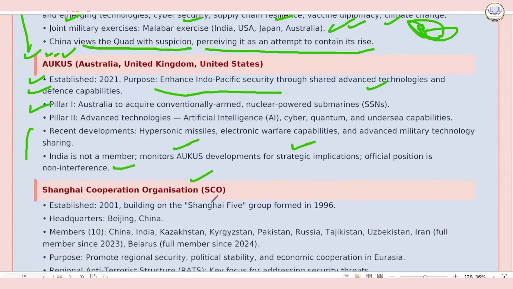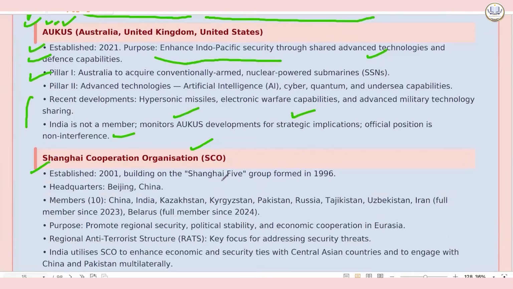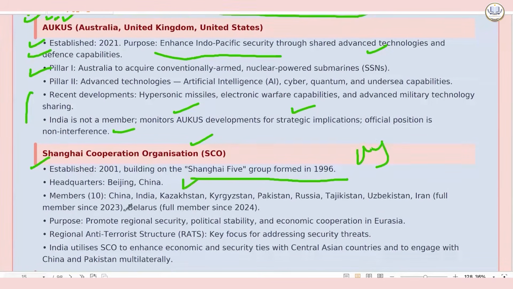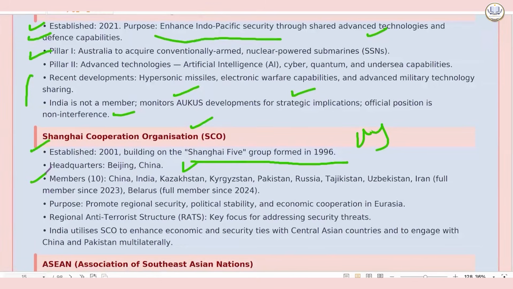We have SCO, Shanghai Cooperation Organization, established in 2001, building on the Shanghai 5 group formed in 1996. Headquartered in Beijing, China. Members are 10: China, India, Kazakhstan, Kyrgyzstan, Pakistan, Russia, Tajikistan, Uzbekistan, Iran, full members in 2023, and Belarus, full member since 2024. Purpose is to promote regional security, political stability, and economic cooperation in Eurasia.